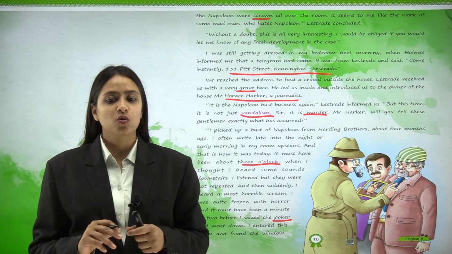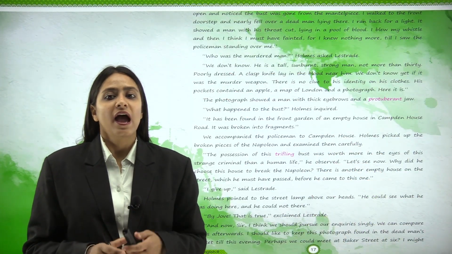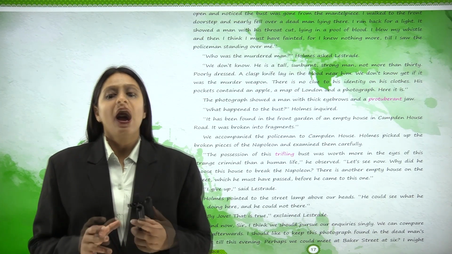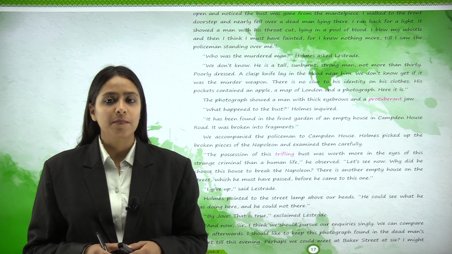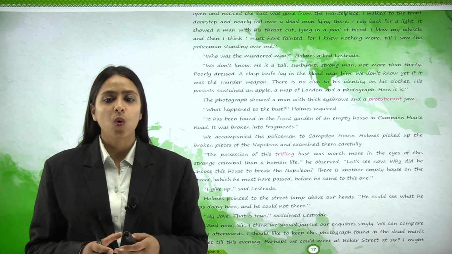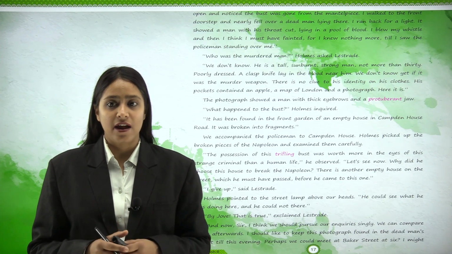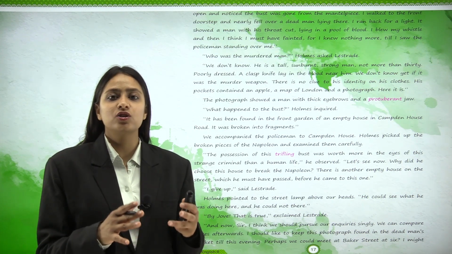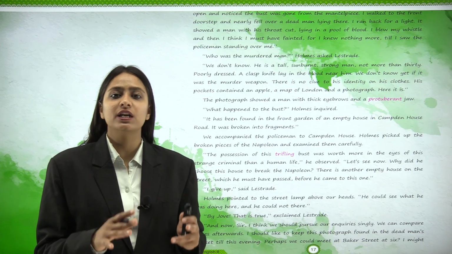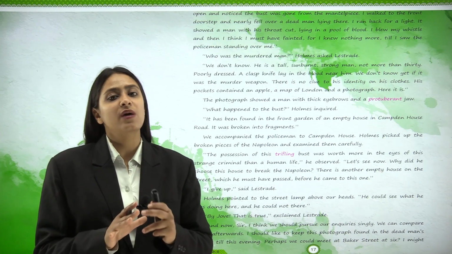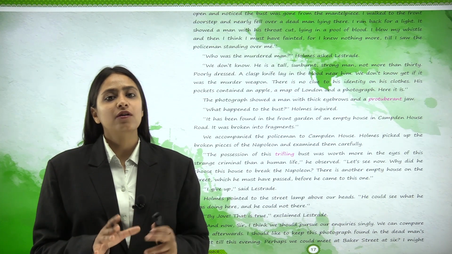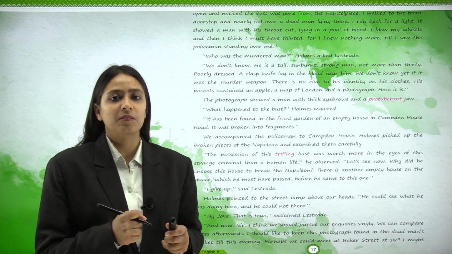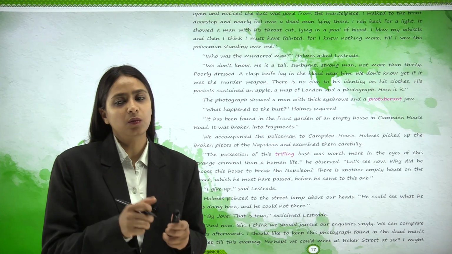I entered this room and found the window open and noticed the bust was gone from the metal piece. I walked to the front doorstep and nearly fell over a dead body lying there. I ran back for a light. So now he went to the garden and saw a dead body lying there, and now he is very scared. So now he ran back into his house to get some light to see who this person was.